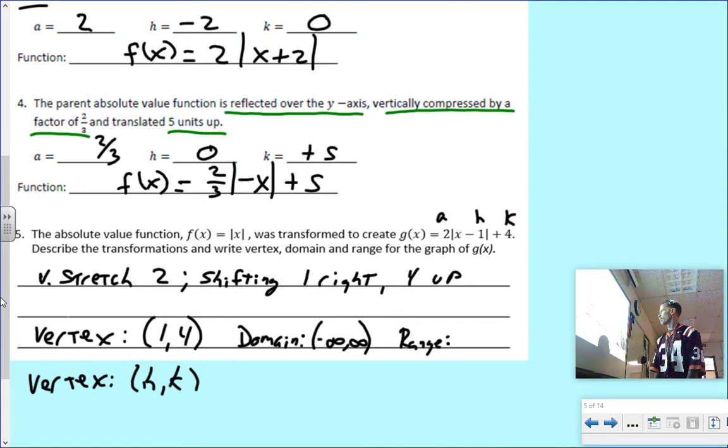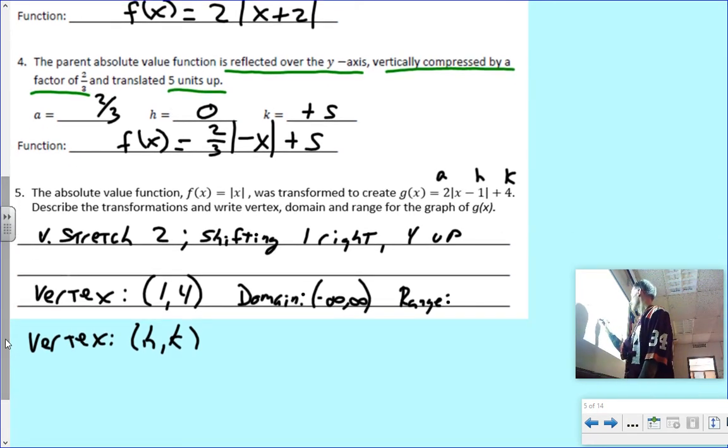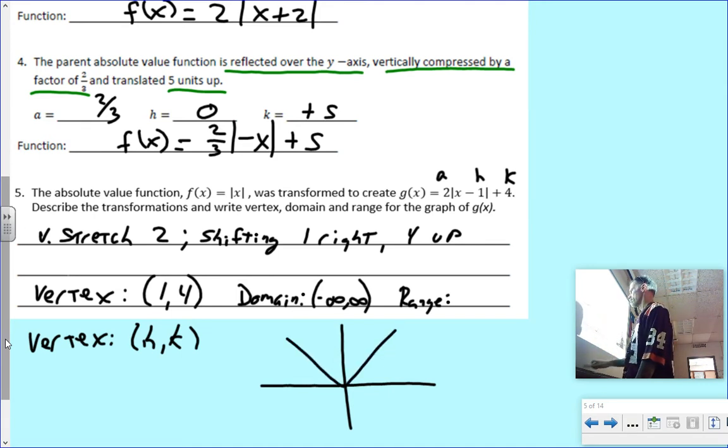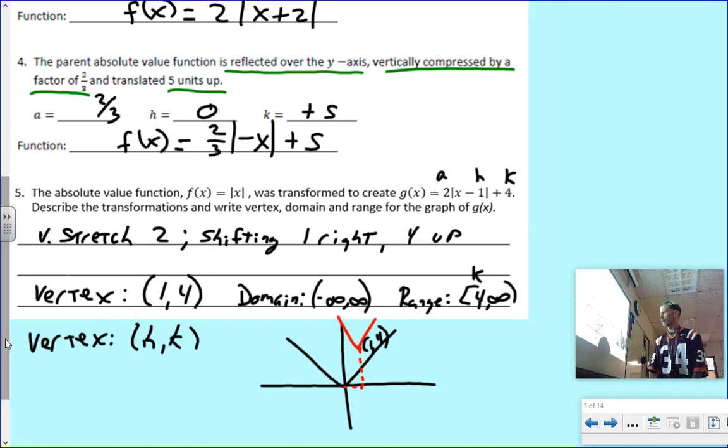How about the range? Well, let's talk about this for 1 second. We talked about it already. It's going to change with the K value. If I were to sketch this thing, here's my parent function, and if I go right 1 and up 4, it's going to be up here somewhere. So it's going to look something like this. Again, just a very rough sketch. So that tells you that your range starts here at 4 to infinity. So again, it's always going to be based on your K value. But you have to be a little careful if there's a reflection going on also.